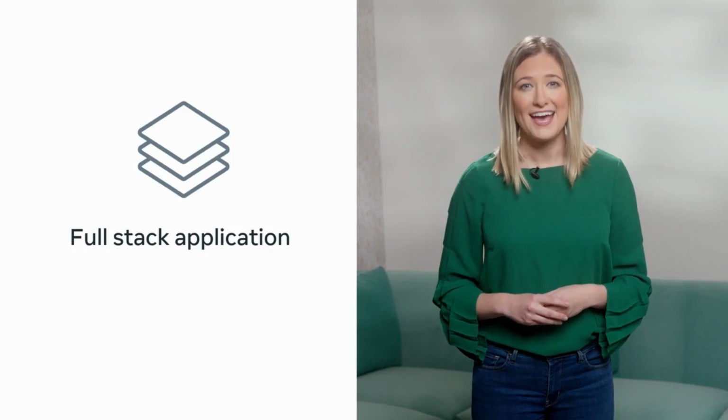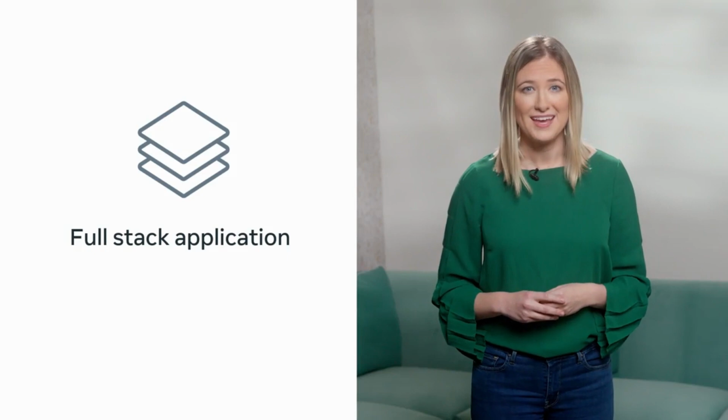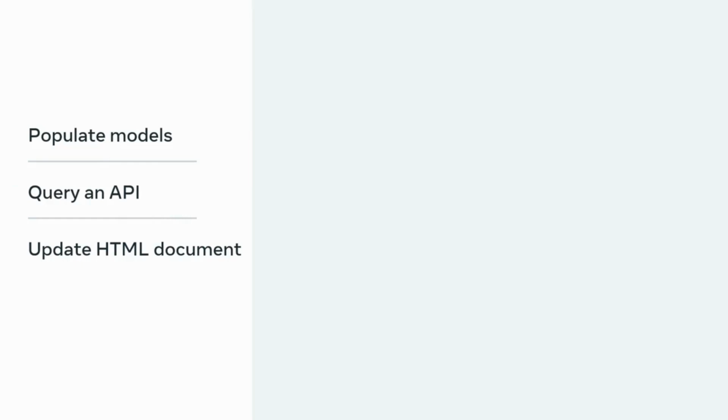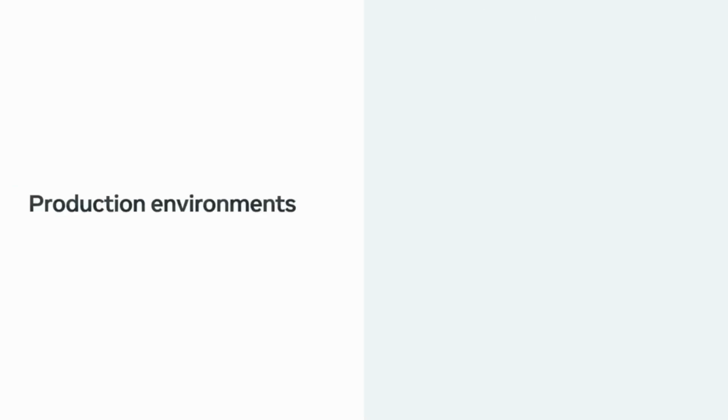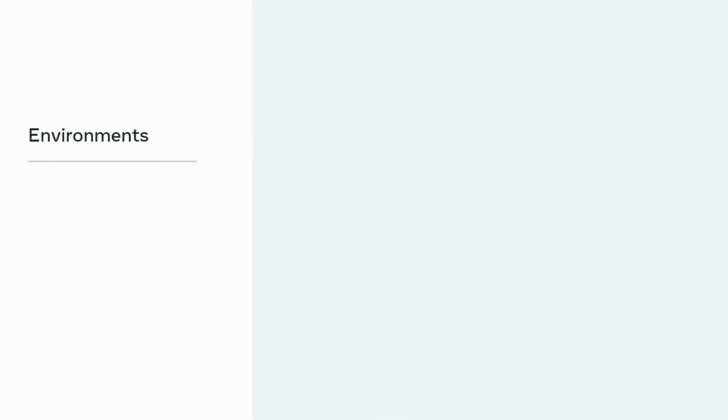Then you'll move on to learn how to use Django with the full stack, and you'll get an opportunity to build a full stack application using Django. That sounds like valuable knowledge. You'll discover how to populate Django models for a MySQL database, query an API, and update an HTML document with the result. In Module 4, you will learn about production environments. For example, you'll explore the different environments that web applications are deployed to, and you'll learn about the different hosting solutions available for your web applications.